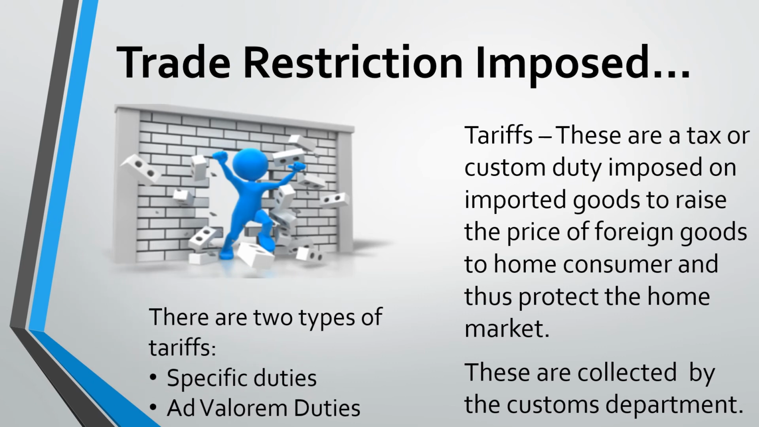We have two types of tariffs. We have specific duties, and we have ad valorem duties. And basically, the specific duty is like a set price for each imported item, and the ad valorem duties are calculated as a percentage of the value of the import. So specific duties, you know the price, it's set. Ad valorem duties, they're not set. It's a percentage of the item being imported. Okay? And those are your two types of tariffs.